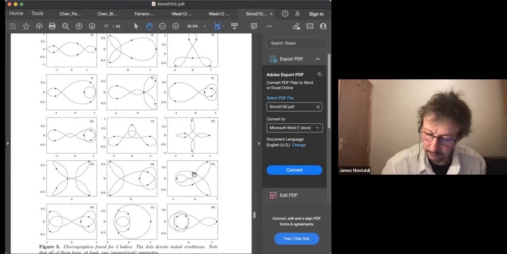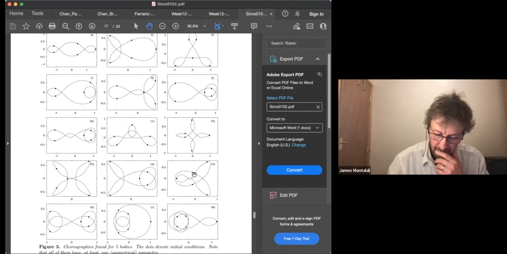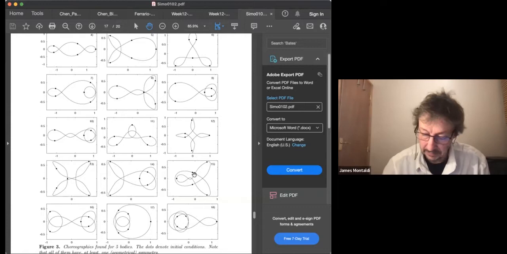Is that the right one? This is the trouble with these iPad apps. You have to scroll each time you want to bring up the next bit of the slide.